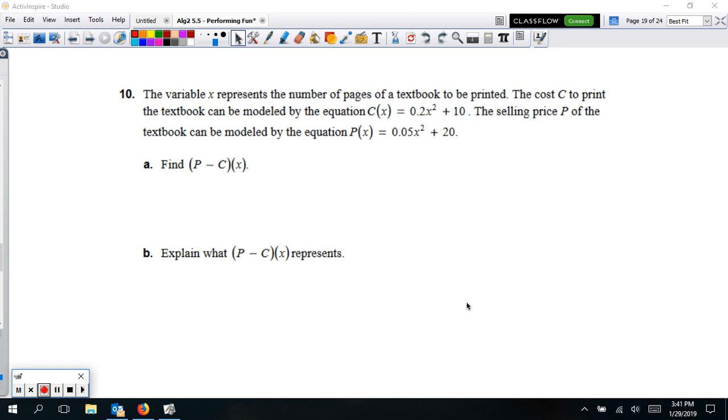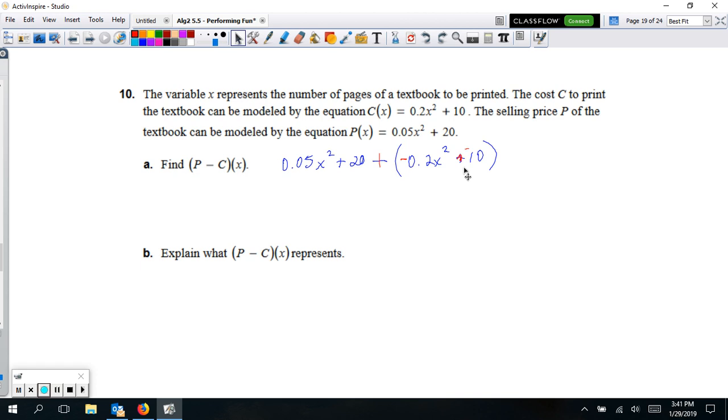So our functions are p and c this time. We're going to be doing p minus c, so this function minus that function. The second function, the c function, is the one that's going to have to be in parentheses because we are subtracting this one. So we'll put that into parentheses here for the c. Start off with writing p down, 0.05x squared plus 20 minus, and then in parentheses put this c function down. So there's our p function, and put minus, and then in parentheses here, 0.2x squared plus 10.